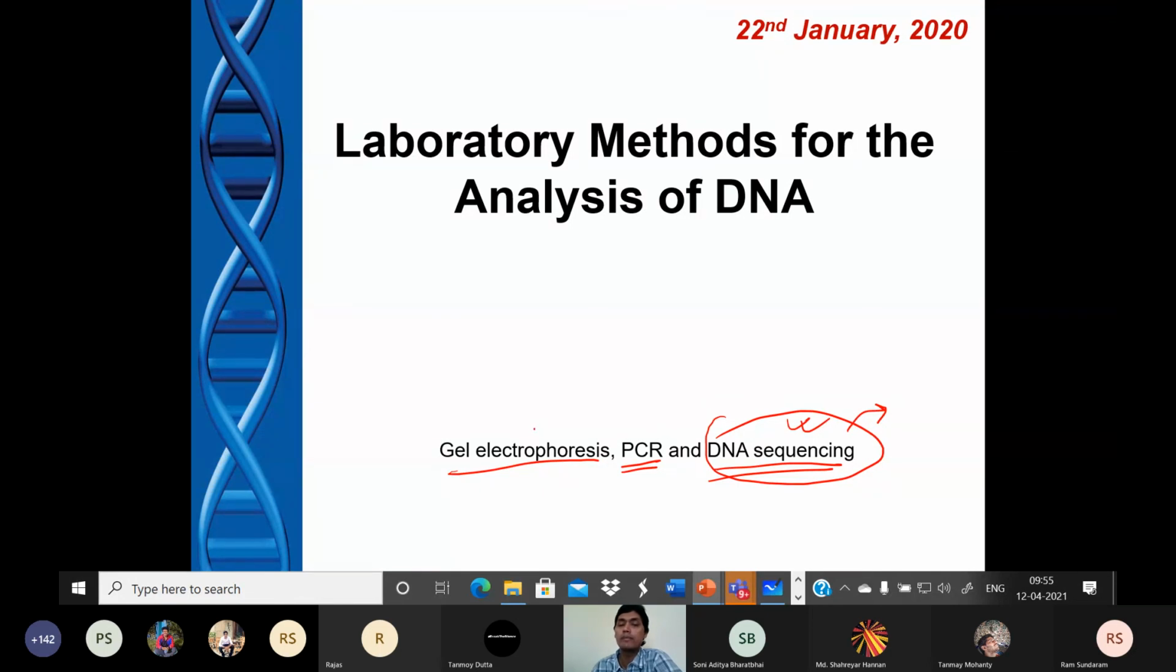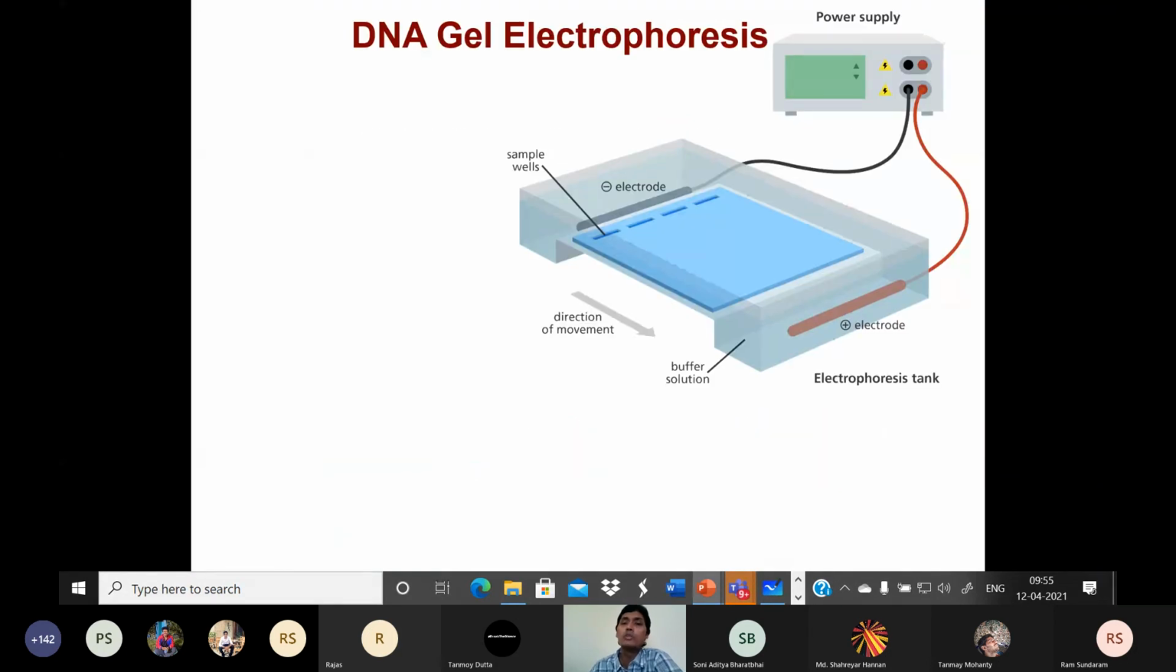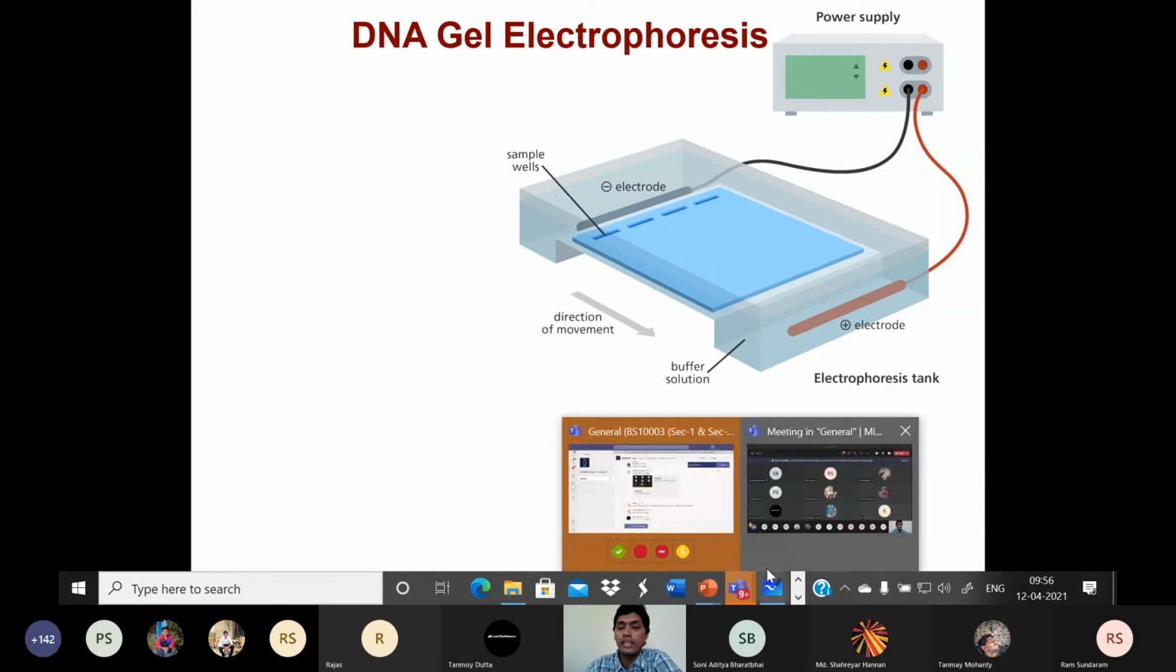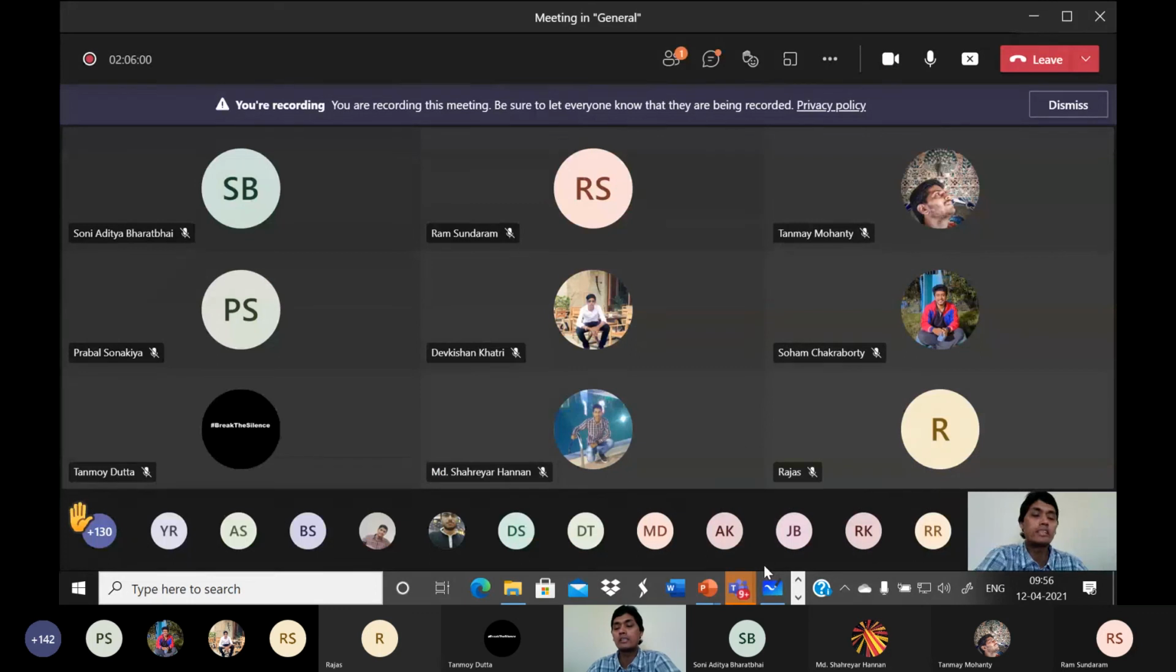First, let me talk a little bit about gel electrophoresis. This is very simple. We make some kind of gel, an agarose gel. Agarose is a compound that dissolves if you boil it in water, and if you cool it and decrease the temperature, it will solidify.